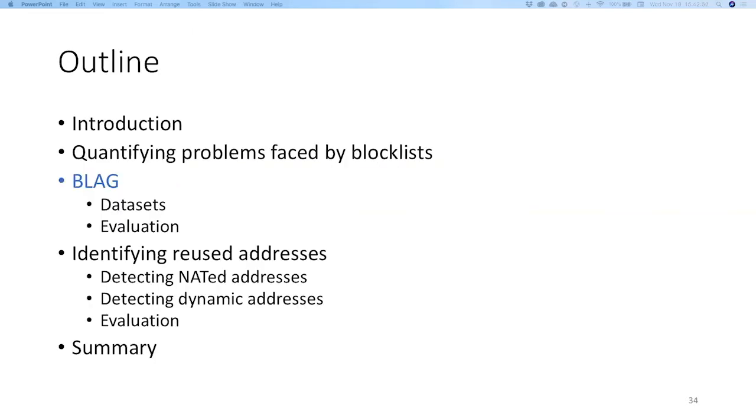So the rest of my talk is divided as follows. I will be presenting BLAG, which deals with improving the accuracy of block lists, and we'll talk about the datasets and the evaluations of BLAG. Then I'll move on to the second part of my talk, where we propose two new techniques of identifying reused addresses. And I'll also talk about some results there.